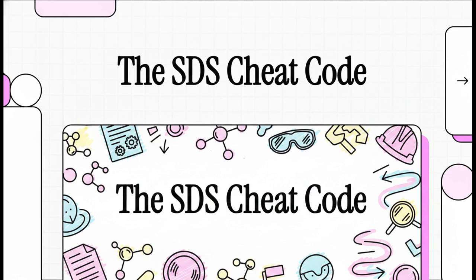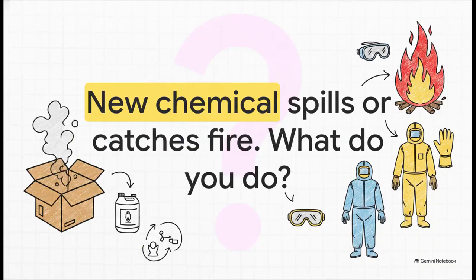If you're currently prepping for your FE exam, or even just stepping onto a real-world job site, chemical safety is totally non-negotiable. But memorizing a massive, dense manual, yeah, that's not efficient. So today, we're going to unlock a strategic cheat code so you can pinpoint exactly what you need exactly when you need it.